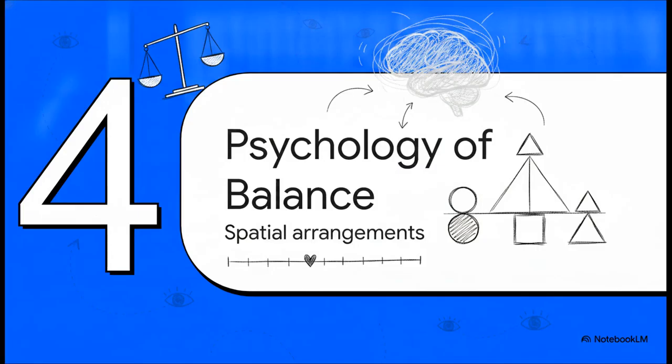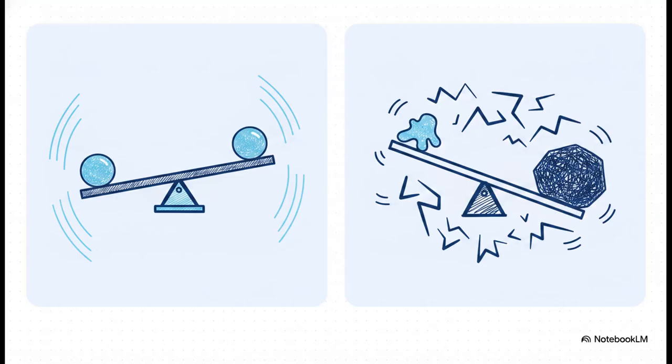Next up, Section 4, the psychology of balance. As your mentor, I really have to remind you that every single spatial decision you make dictates how an image actually feels to your audience. We primarily deal with 2 types of balance here. Symmetrical balance is incredibly satisfying. It demands central focus, and it naturally soothes the viewer.